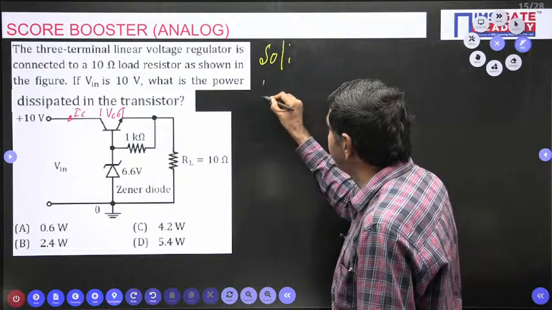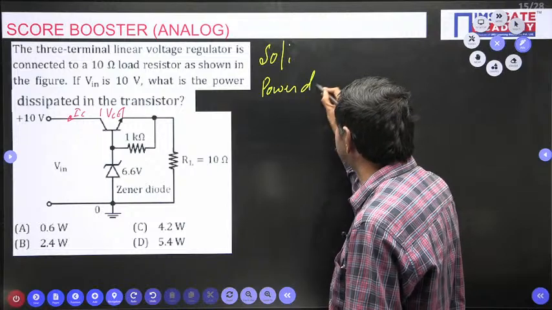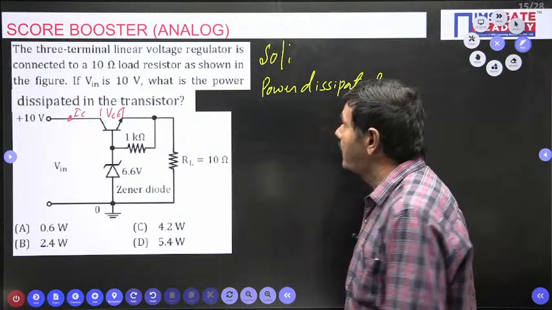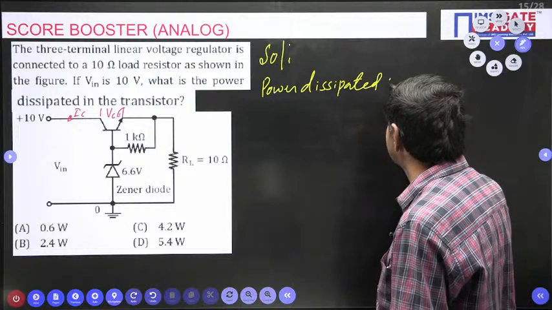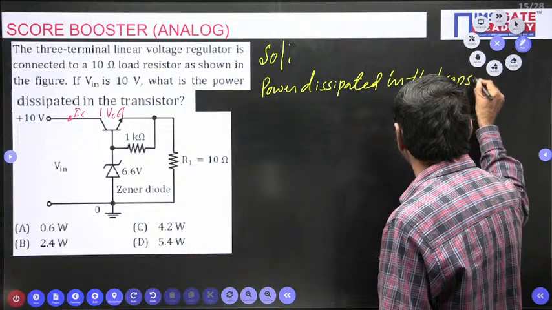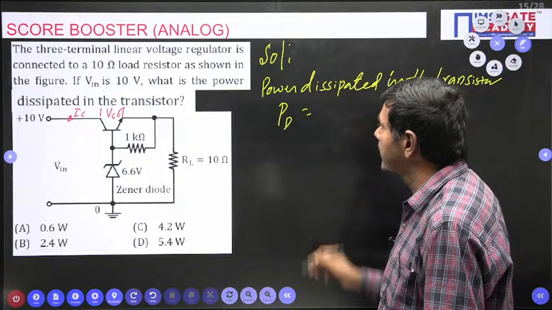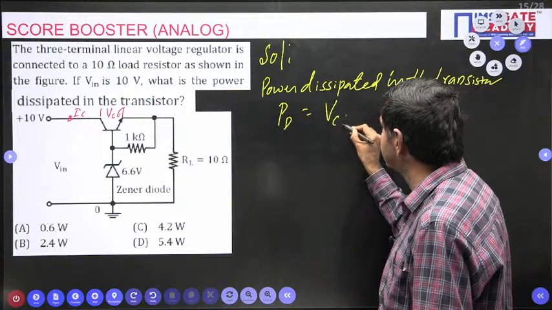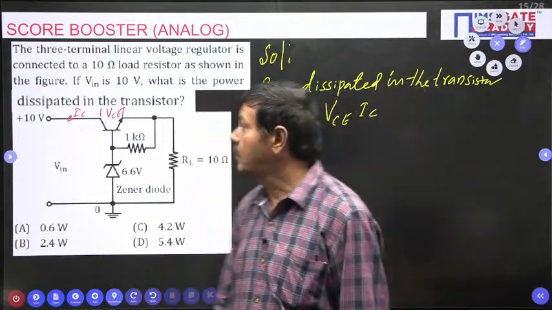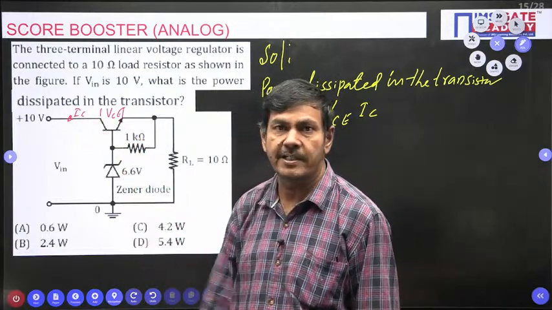The power dissipated in the transistor, P, we can write as VCE into IC. This formula you must use. If you know what IC and VCE are, then you can determine it. Otherwise, we can't get it.